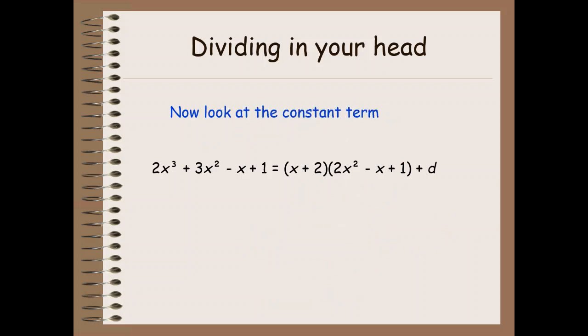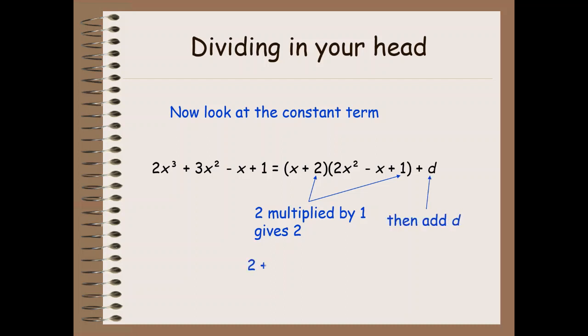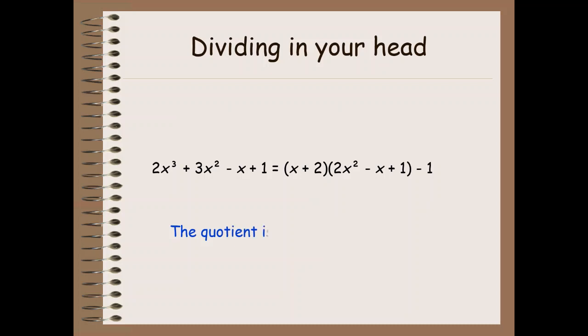Now look at the constant term. You have a plus 1 times 2. You're going to end up with positive 2. I need only 1. Add the d, which is negative 1. So the quotient is 2x squared minus x plus 1, and the remainder is negative 1.